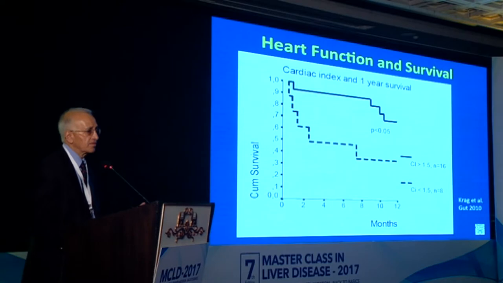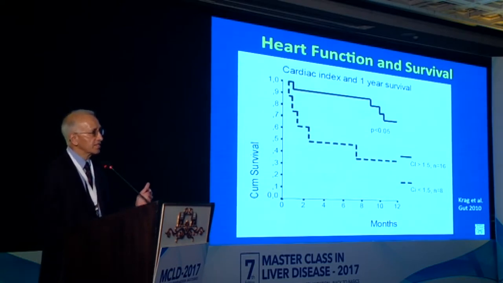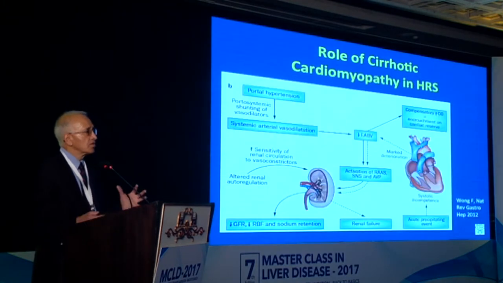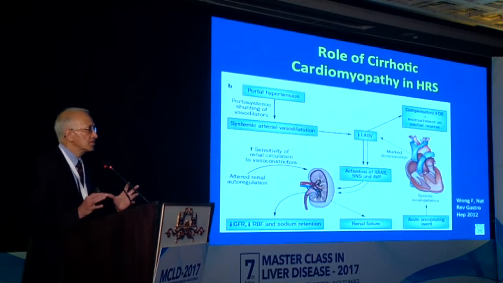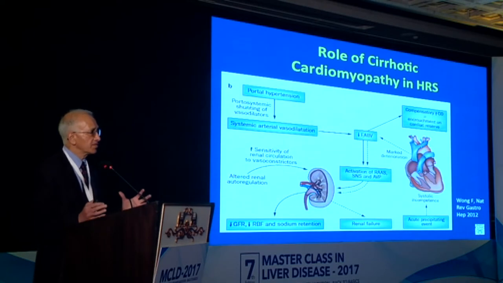From Alex Kraw from Denmark, decrease in cardiac index, again associated with diminished survival. So all this evidence points to the heart being involved in cirrhosis.